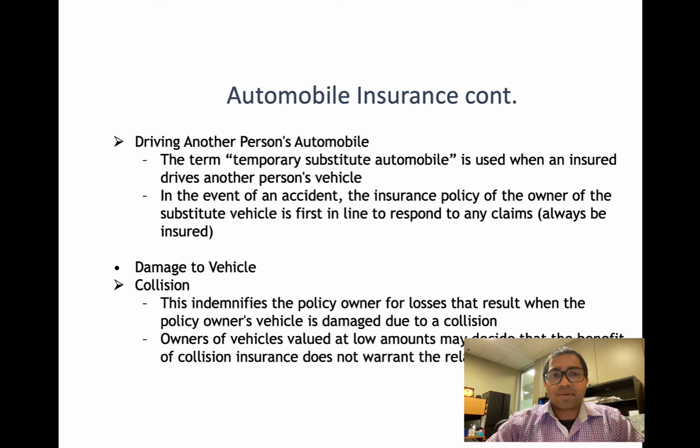Now, sometimes what happens, you're driving another person's automobile. So you borrowed the car from your friend, or you're driving a rental car. The term temporary substitute automobile is used when an insured drives another person's car. In the event of an accident, the insurance policy of the owner of the substitute vehicle is first in line to respond to any claims. So when you give your car to someone else to drive, maybe your friend, you need to remember that if a claim arises, your insurance policy will be first in line to address that claim.